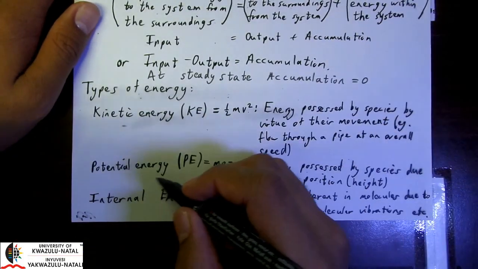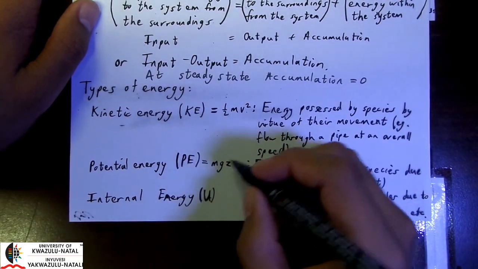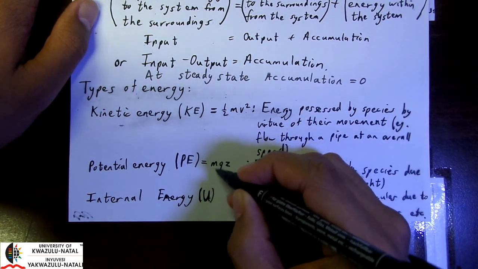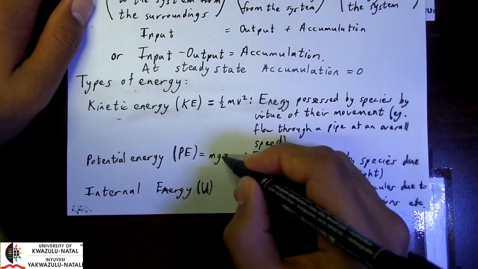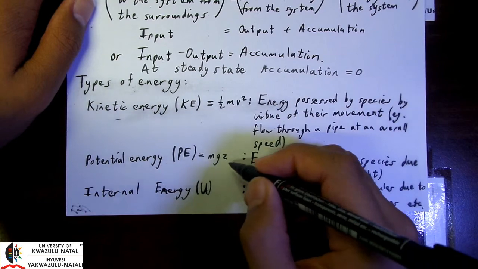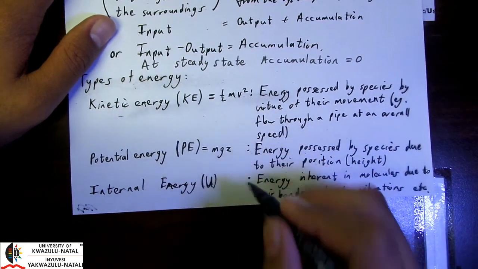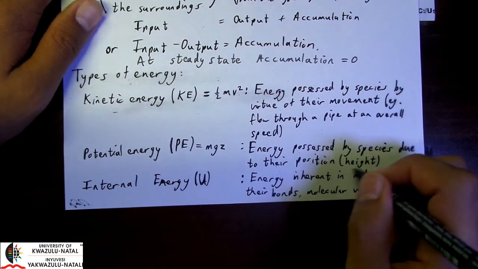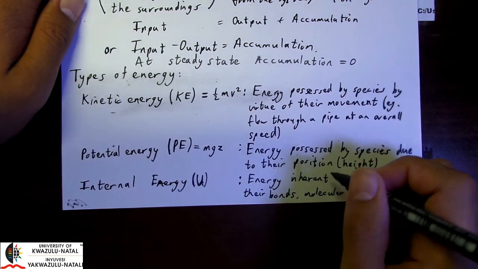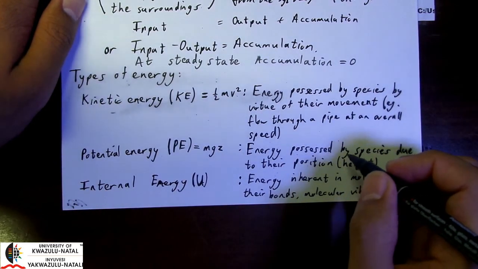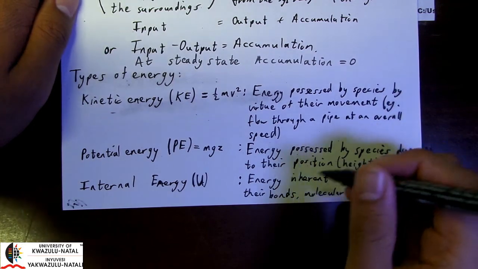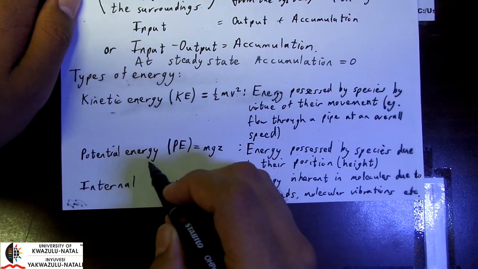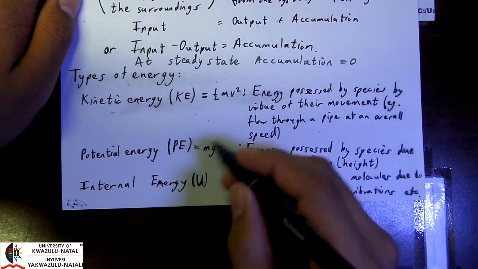Then we have potential energy given by mgz, where m is the mass of our matter, g is the acceleration due to gravity, and z is the height above a datum point. Now this energy is energy possessed by species due to their position. It's typically their height. However, it can also be a certain state, such as a spring that is compressed. It has a potential energy to expand, but typically potential energy is usually associated with height and gravity.